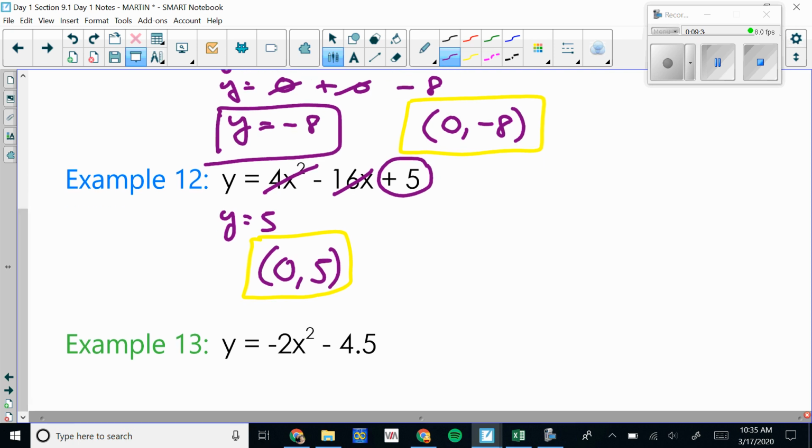In example 13, maybe we can just see right off the bat that y will equal negative 4.5 because this becomes 0. So if that's true, then our y-intercept is 0, negative 4.5.